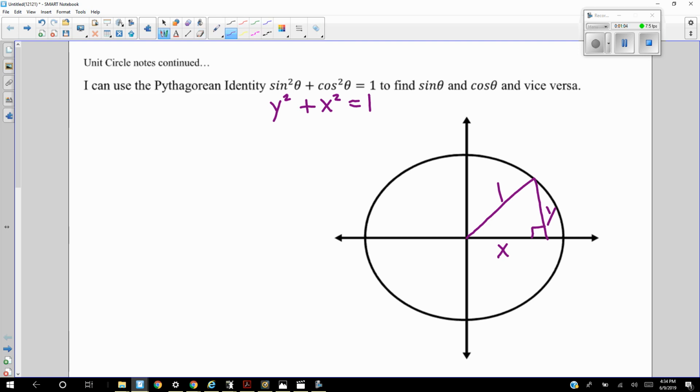This is the Pythagorean theorem, is really what it is. And that's why it's called a Pythagorean identity. We're going to use that here to help us solve some of these trig problems. But let's do an introduction problem.